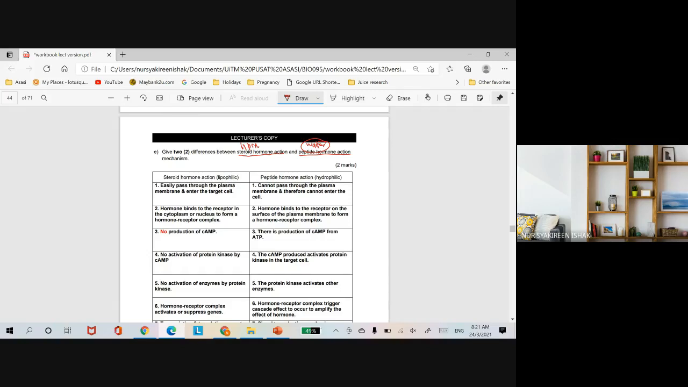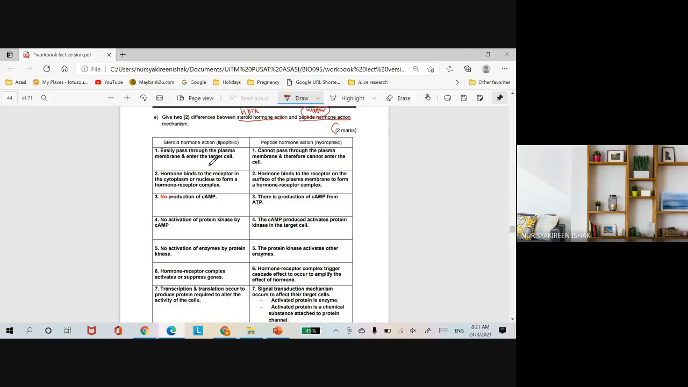Okay, so the question asks for two differences. So in this, as you can see, it gives you so many differences between the two mechanisms. Okay, lipid soluble hormone and water soluble hormone. Okay, so you have to only write down the two answers.